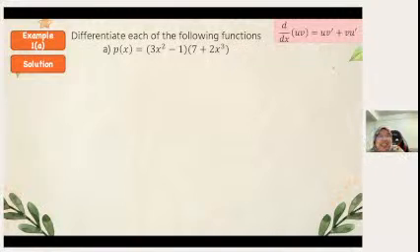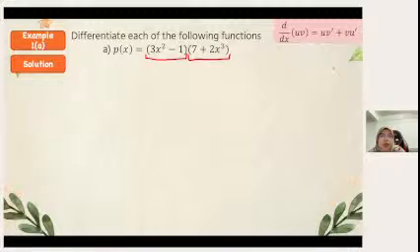Okay, so number 1A, differentiate each of the following functions. So we have p(x) equal to (3x squared minus 1) multiplied with (7 plus 2x cubed). Okay, so basically this is a product. Why we call them a product is because we have a multiplication between two functions. So we have one function over here multiplied with another function over here. So this is a product rule. So we have to differentiate them using the product rule.